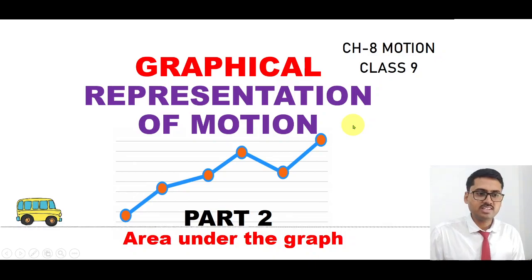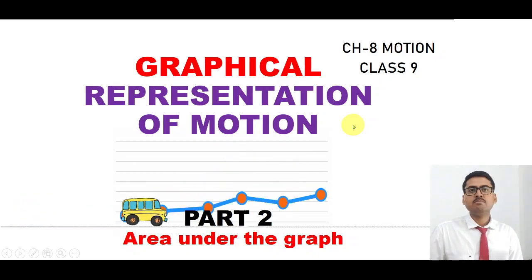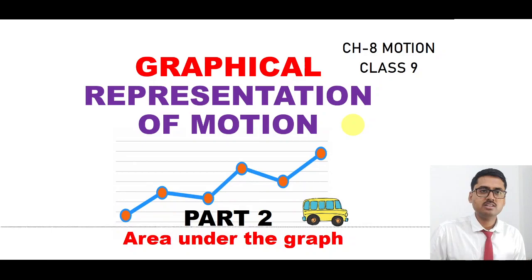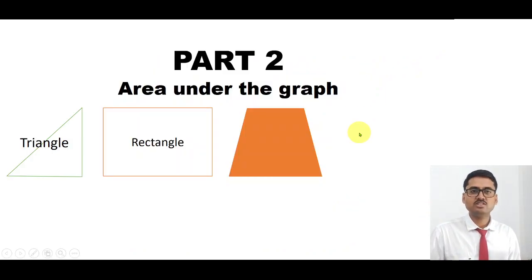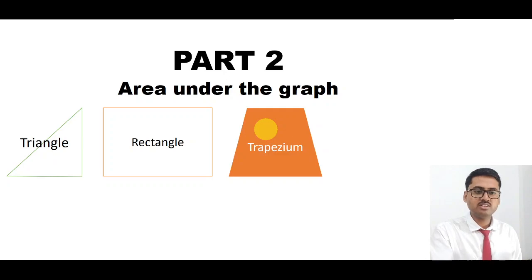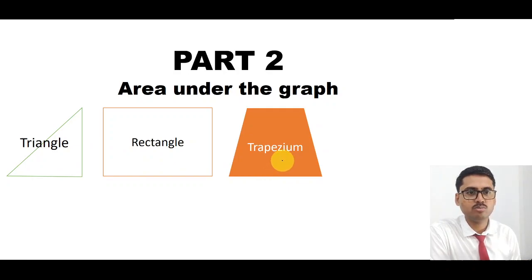So let's get started. In maths you have learnt area, like area of a triangle, area of a rectangle and so on. So this is your triangle, this is a rectangle, and what is this figure? Can you identify this? That's right, that is a trapezium. So how do we calculate the area of a triangle, rectangle and trapezium? You all know the formula. So we are going to recapitulate that quickly before we get into graphs.